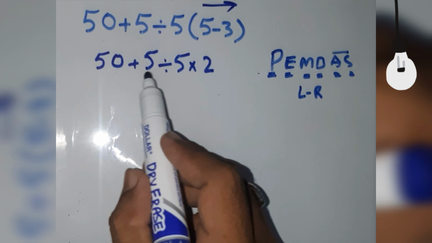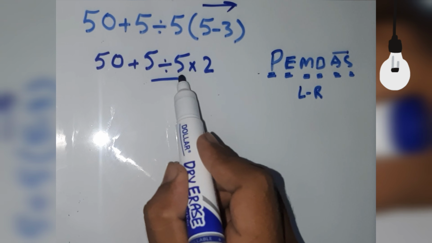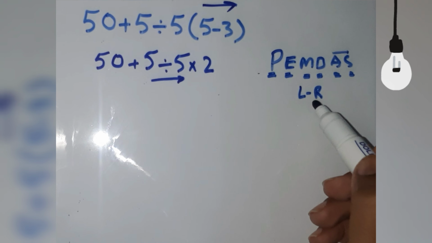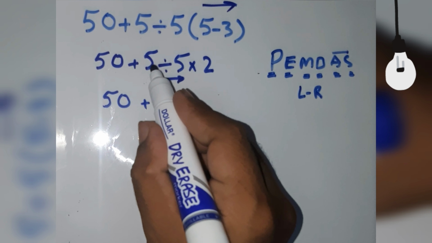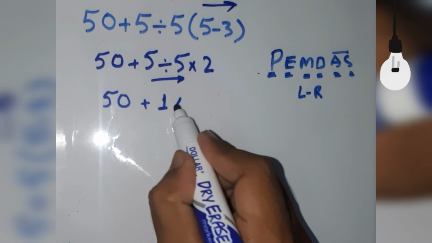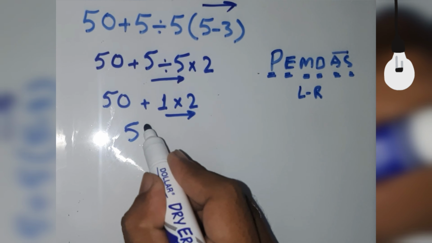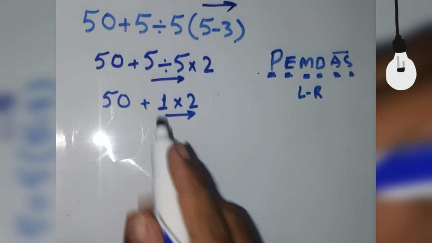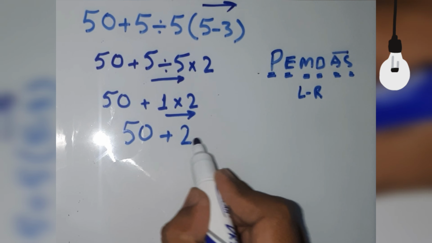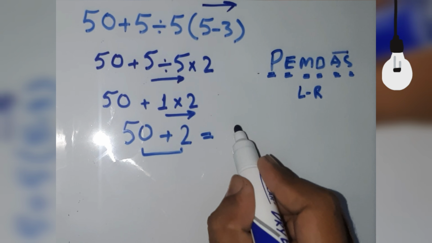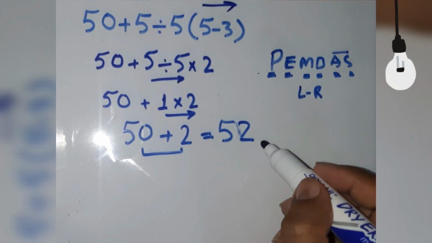Now in this expression, division and multiplication. So first we do division, because division and multiplication always work from left to right. So 50 plus, here 5 cancels each other, is 1 times 2. Now multiplication, do 50 plus 1 times 2 gives us 2, and finally 50 plus 2 gives us 52. This is the right answer.